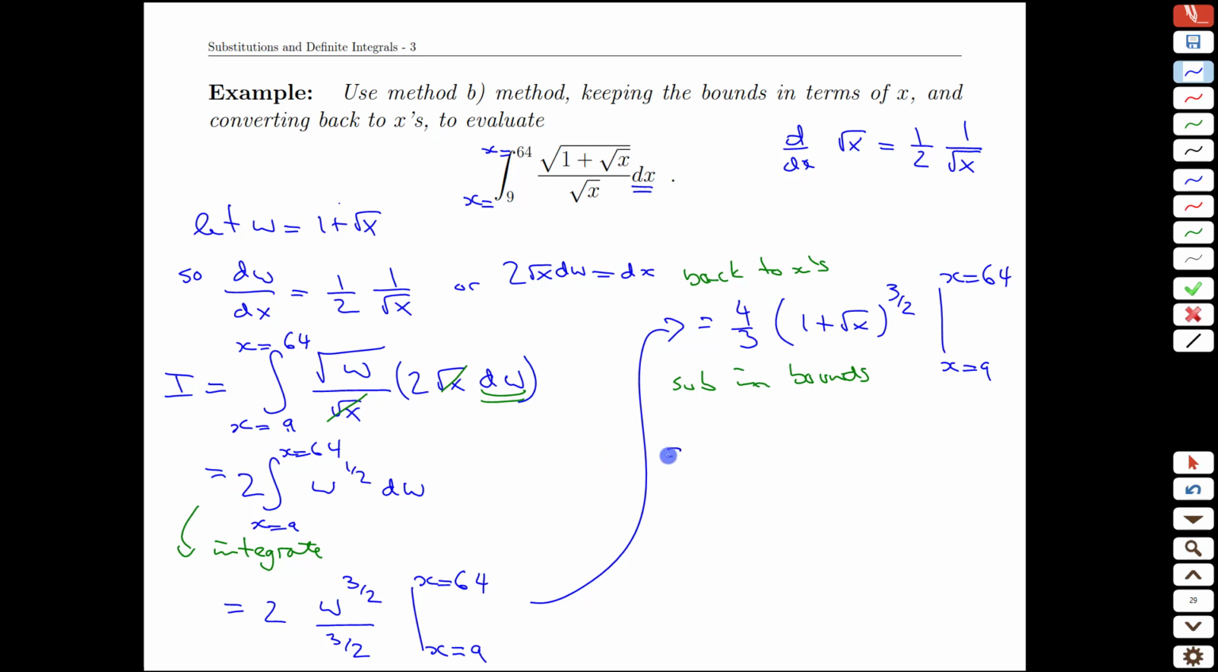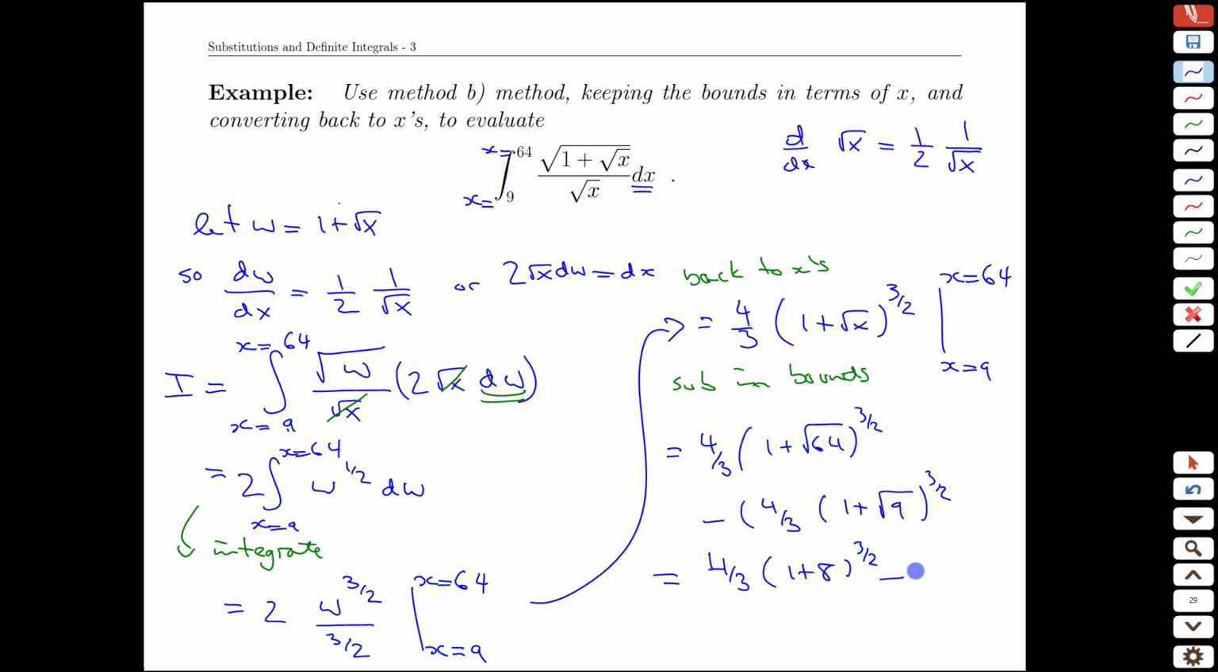And that's going to give us 4/3 times 1 plus the square root of 64 to the 3 halves minus 4/3 1 plus the square root of 9 to the 3 halves. And we could take that a little further if we liked. Though the 3 halves powers are going to be a bit annoying. Let's see how this works out. 4/3, this is 8. Oh, it's actually 1 plus 8 to the 3 halves minus 4/3 1 plus 3 to the 3 halves.